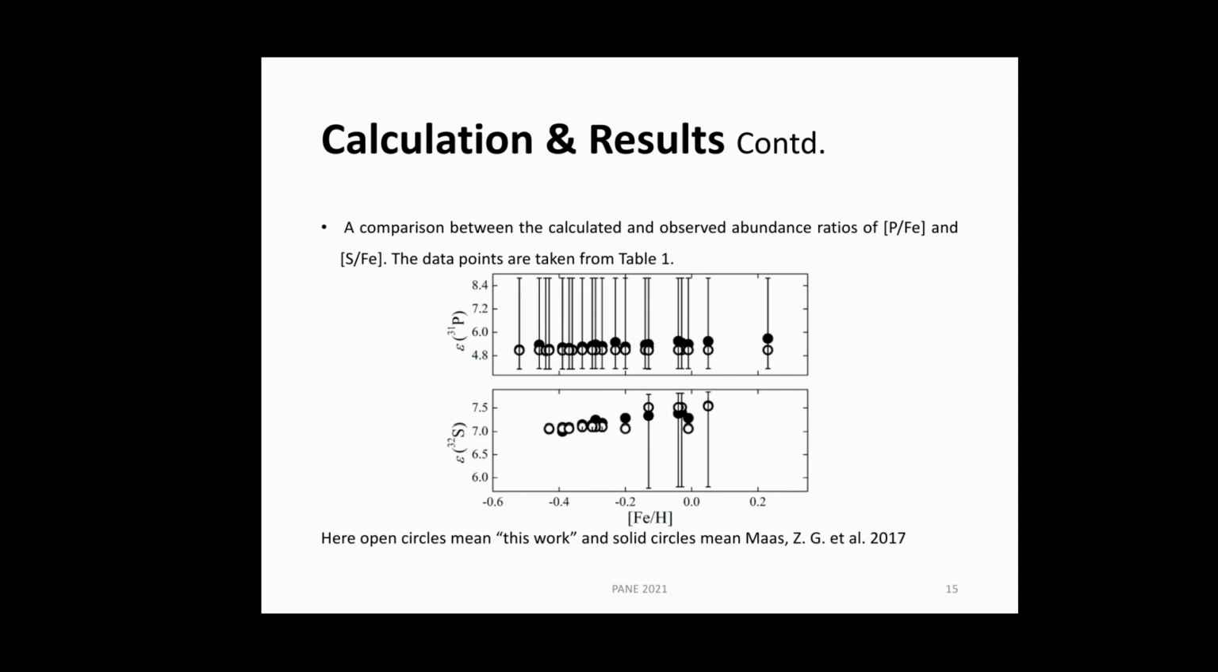Here is the comparison between the calculated value and the observed abundance ratio for 31P and 32S. The first graph is the abundance value of 31P with the error bar plot, where the open circle means our work and the solid circle is the published work from the spectroscopic analysis, which is also the same for sulfur 32.